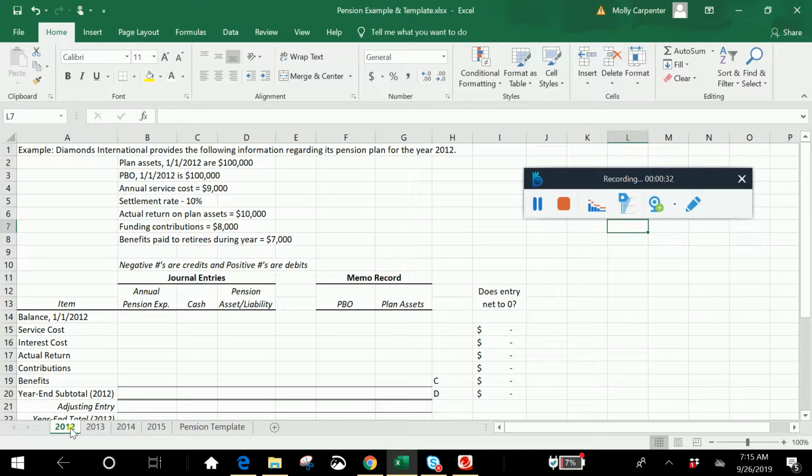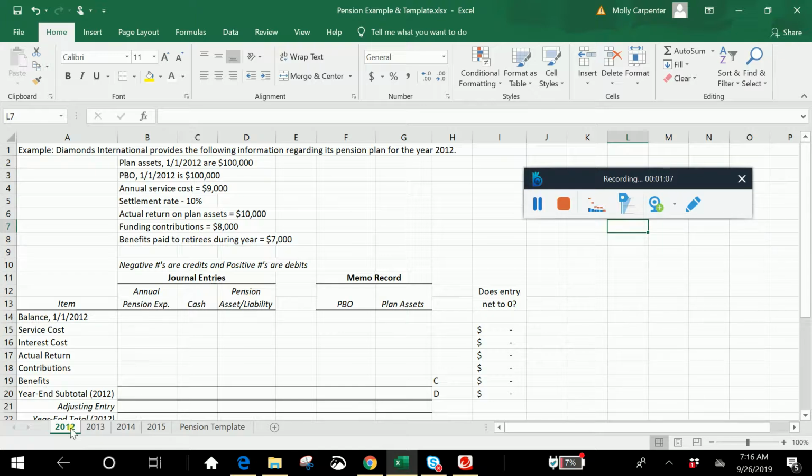So first of all, what we have here is a significant number of rows, and these rows pertain to the different types of activities that can happen when it comes to pensions. So first we're going to start with our beginning balance. Then, if you recall from the lecture, there were several components of determining pension expense. Some of those were the service cost, the interest cost, the actual return. We have other items that can impact the pension balances, which are contributions and benefits. So we've just listed all those out.